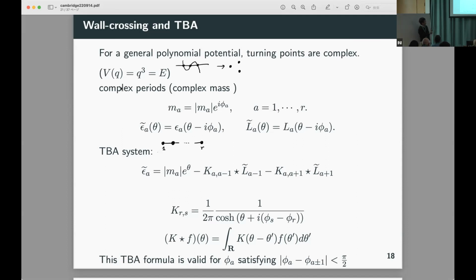And the star represents the convolution with the kernel. Actually this kernel function has a singularity in the complex plane. So this integral equation is valid only when the angle, or phase, is rather small, satisfying this restriction.